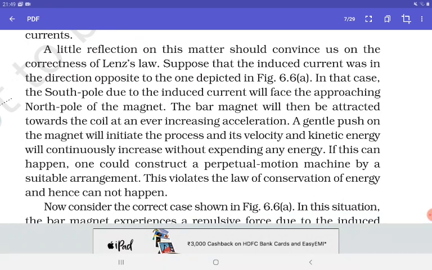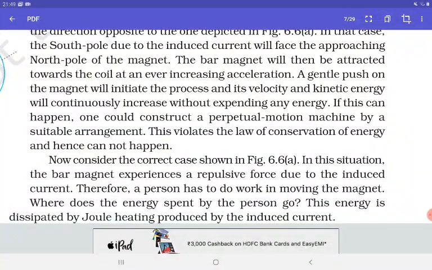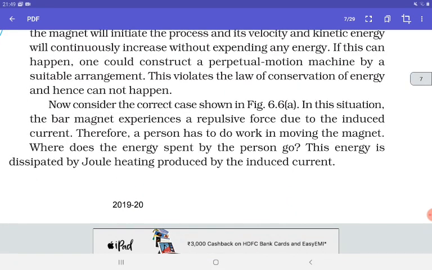The bar magnet will then be attracted towards the coil at an ever increasing acceleration. A gentle push on the magnet will initiate the process and its velocity and kinetic energy will continuously increase without expending any energy. If this can happen, one could construct a perpetual motion machine by a suitable arrangement. This violates the law of conservation of energy and hence cannot happen.